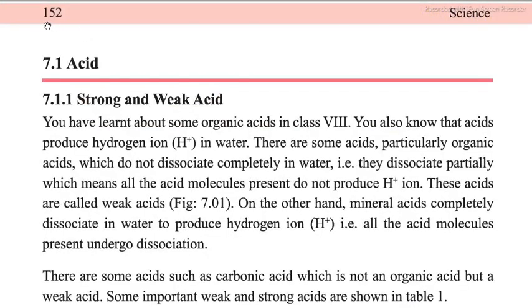Now look at page 152 of your science book. 7.1. The first is called acid. Now the question may come to your mind. What is acid? The substances that donate hydrogen ions H+ to aqueous solution are called acids. Easy way to recognize weak acids and strong acids. 7.1.1 Strong and weak acid.